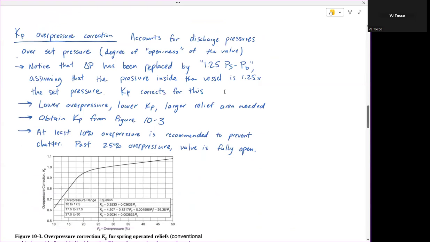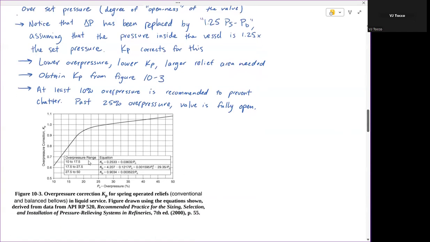The base assumption is that the pressure inside the vessel is 1.25 times the set pressure. And if it's not, then KP is going to correct for this. So you'll notice for a 25% overpressure, we're at about 1. The lower the overpressure is, the lower KP is, and the larger relief area that you need. So again, you can obtain it from this graph, and this graph also has equations for it. It's a piecewise function though. So depending on what the overpressure range is, we're going to have a different form of this equation.